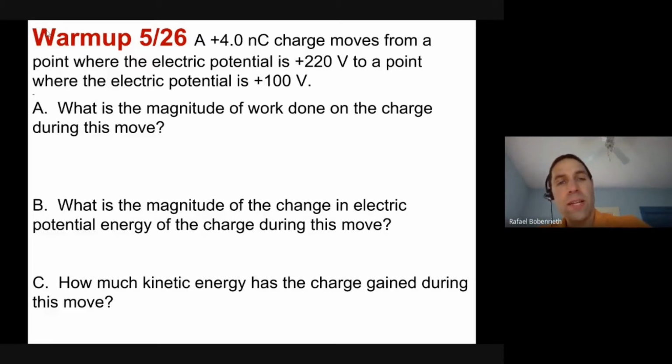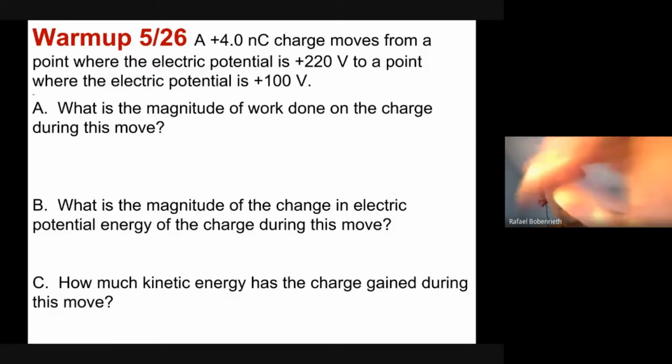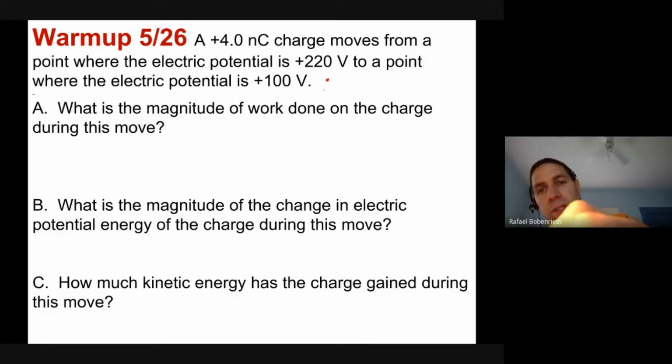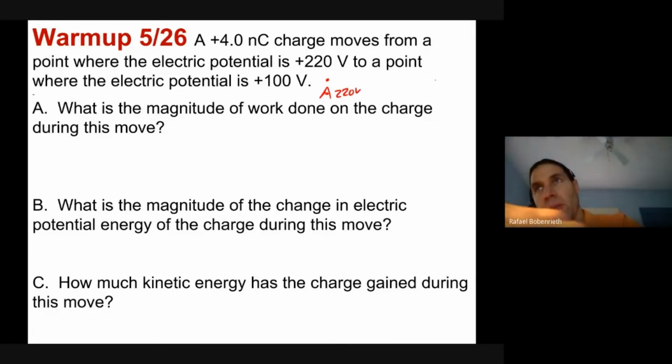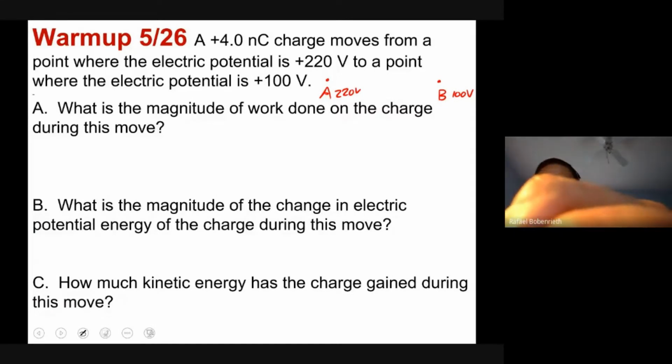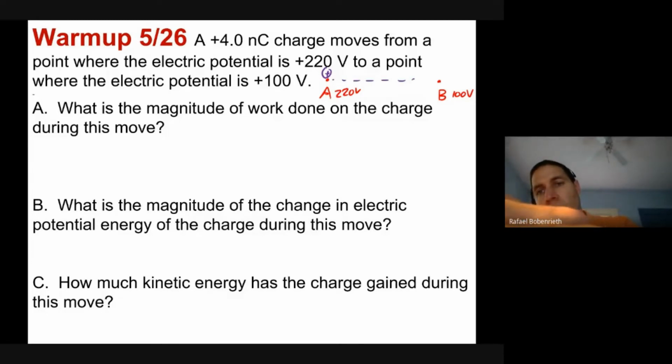Let's make a drawing. It's always a good idea to make a drawing. In this scenario, we imagine a region we call point A, and we know that region has an electric potential of 220 volts. Then we have another region over here, which we're going to call point B, and that has an electric potential of 100 volts. Notice we have a positive 4 nanocoulomb charge, and it's going to move from this spot over to this spot. Now, questions about what happens to that positive 4 nanocoulomb charge during the move.